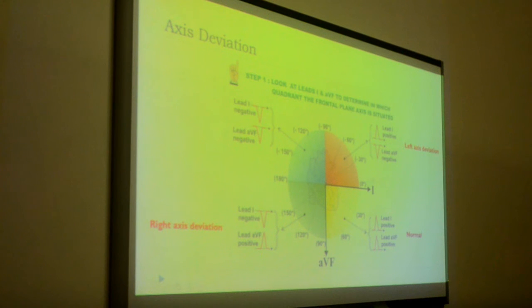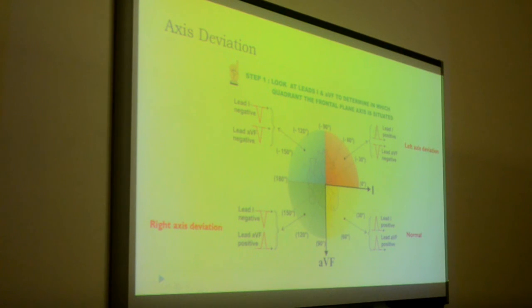Left axis deviation. Now, lead 1 is here, AVF is here. If the axis shifts more towards the left and upwards, like in this area, it's still going towards lead 1, correct? The axis, instead of going down to the yellow area, is going towards the red area. It's still going towards lead 1, so lead 1 will remain positive. But AVF, which initially was going this way towards AVF, is now going this way, which is negative, away from AVF. So AVF becomes negative. In left axis deviation, lead 1 remains positive, AVF becomes negative.